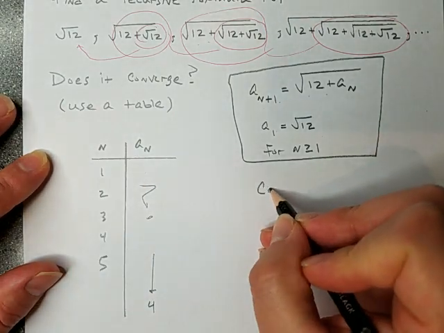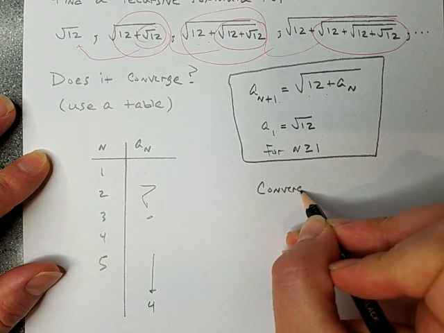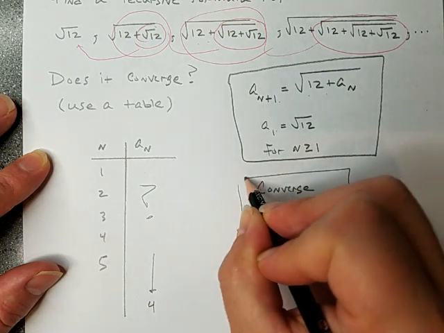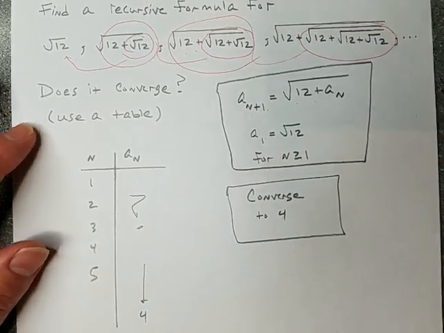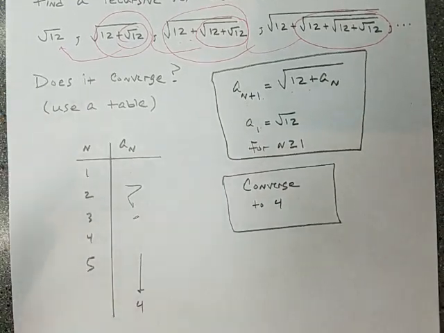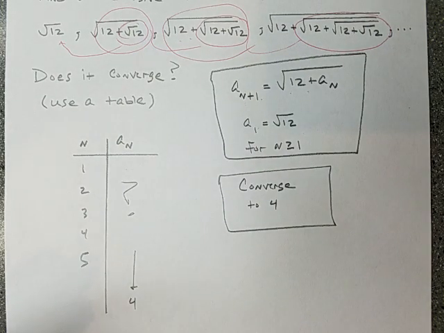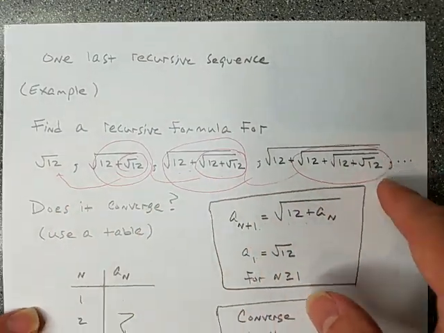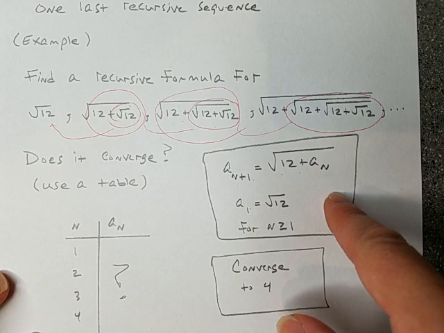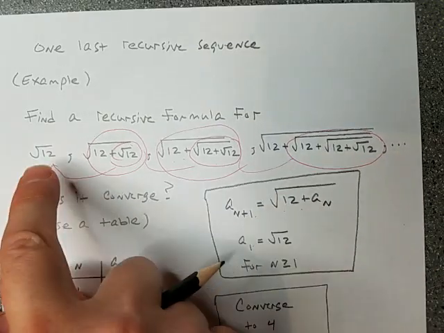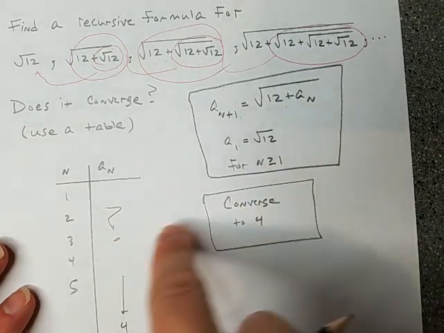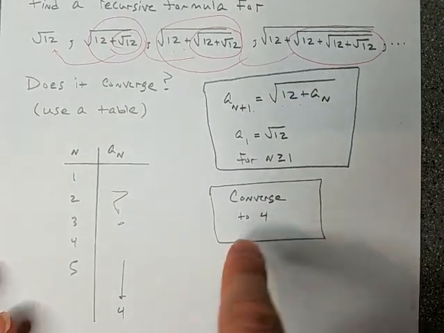So, does this one converge? It does. It converges to 4. That's kind of an informal way to figure it out by the table, but it's obvious enough and accessible to you. So I did two things with this one. I had to find a pattern and all that up there. I used that pattern to give a recursive formula. This will reproduce that exact sequence on forever. And then I figured out by calculation, by the table, that it converges to 4.